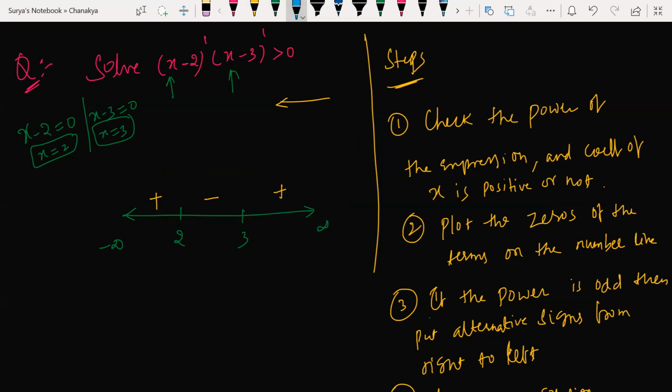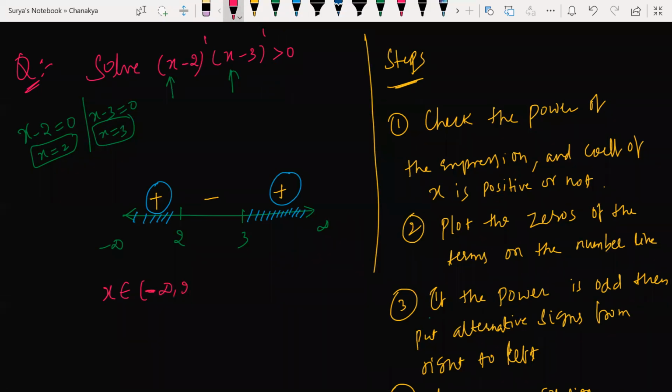Clear? We need greater than 0, which means the positive region. I don't want the negative region, I will not even touch it. I want only the positive regions, this and this, because greater than 0 means positive. Yes or no? Now what is my final answer? x belongs to from minus infinity to 2, open bracket.